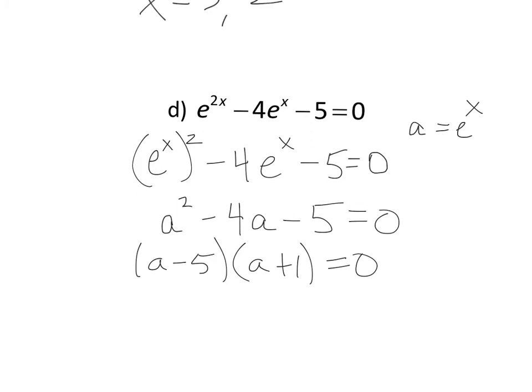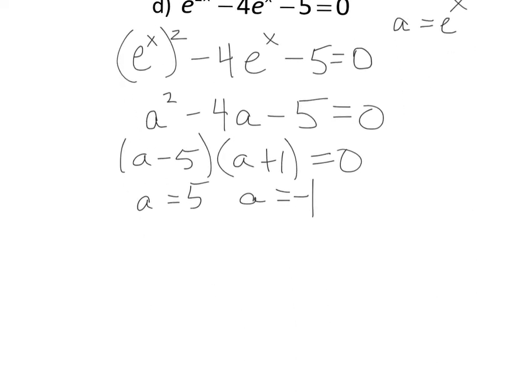Negative 5 and positive 1 multiply to be negative 5 and add to be negative 4. Set them both equal to 0 and solve. And note, we're not solving for a, we're solving for x, so we want to reinsert the e to the x. Now we look at that and we have e to the x equals 5 and e to the x equals negative 1. There are two ways you can think about it.